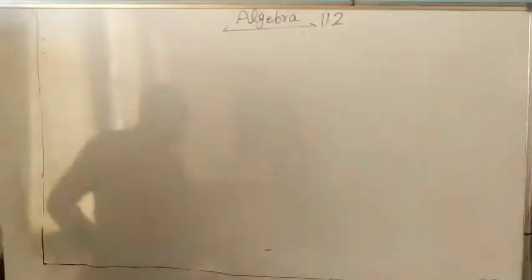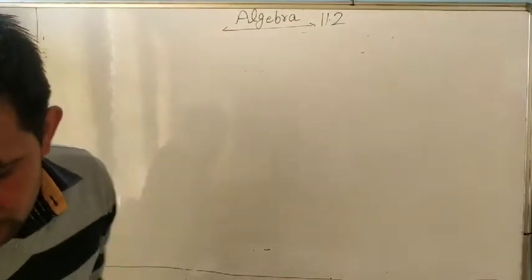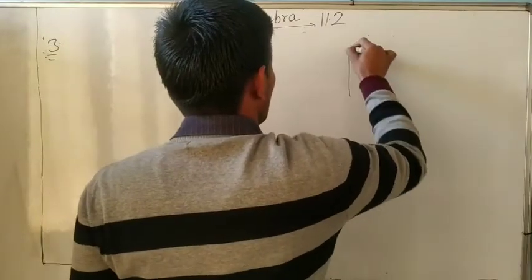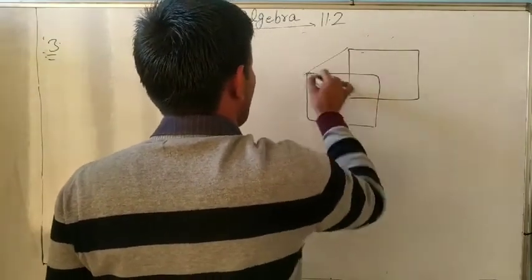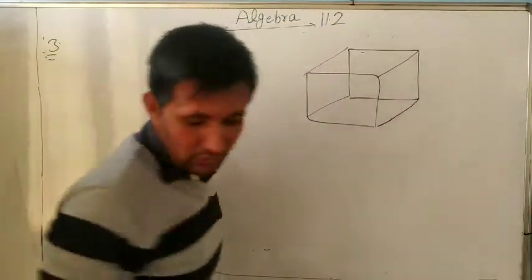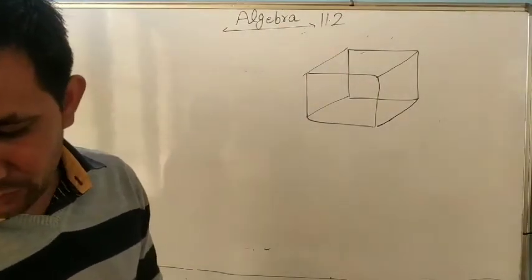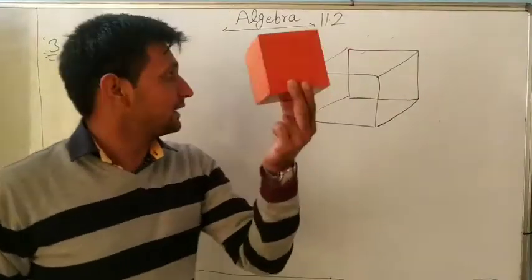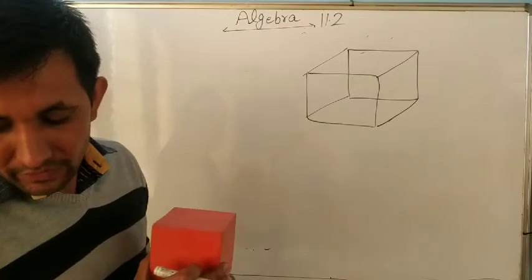Question number 3. Now in question number 3, a cube is a 3-dimensional figure. Everyone knows what a cube is? A cube is a 3-dimensional figure in which length, breadth, height all are same. It is given that a cube is a 3-dimensional figure as shown in the figure. It has 6 faces and all are identical. Look at it, it is a cube and each face, there are 6 faces.